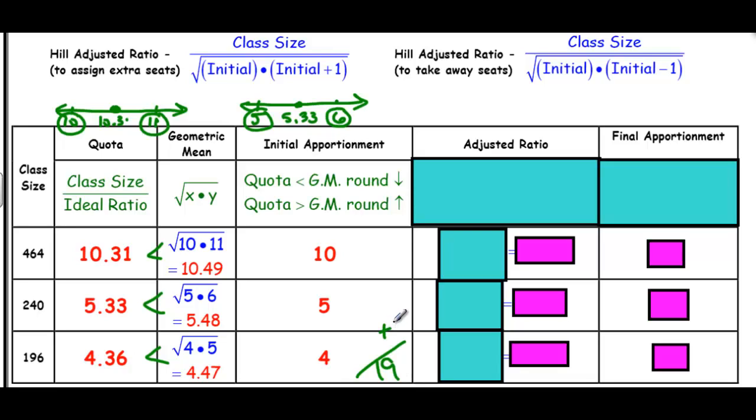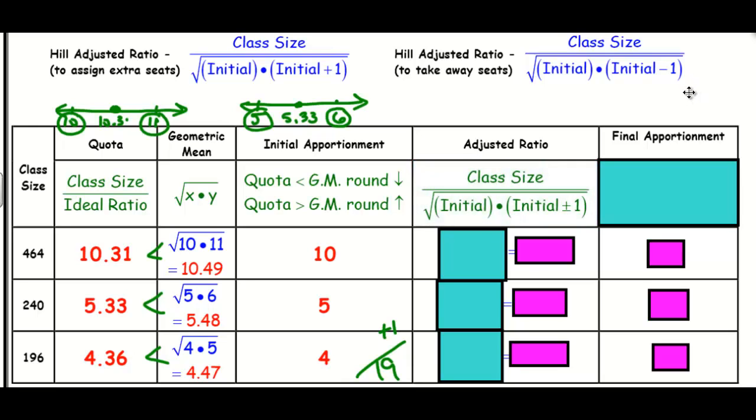Alright, so again, we're in the same boat. We need to add a seat. So in terms of the adjusted ratio, it's this formula that we had talked about up here: class size divided by square root of initial multiplied by initial plus or minus 1. And it works the same way. If you need to add a seat, which we do, we are only at 19, we need to get to 20 seats. So we are adding a seat, so we would be adding the plus 1 here. If we had too many seats, like 20, 21, then we would be subtracting.